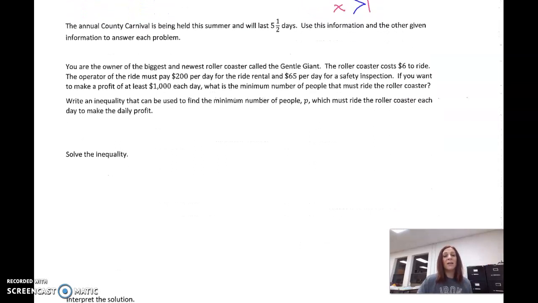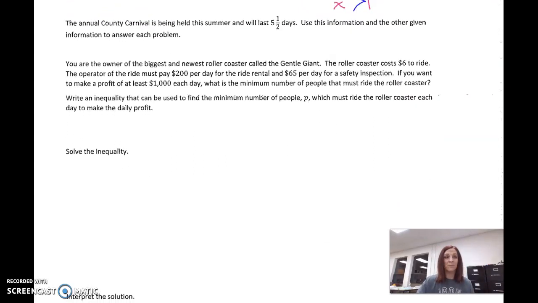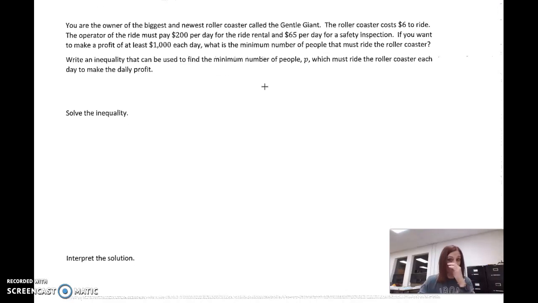All right, so the annual county carnival is being held this summer and will last 5.5 days. So we want to use this information on the next couple problems here. You are the owner of the biggest and newest roller coaster called the Gentle Giant. It costs $6 to ride. Now, the operator of the ride has to pay $200 per day. We've talked about that. When you see the word per, for each, for every, that's the hint that we're going to be multiplying, right? Multiplying 200 by the number of days.